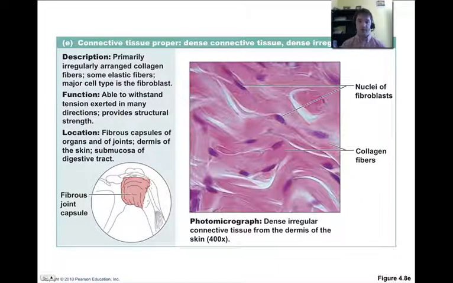Dense irregular tissues don't look as nice and ordered as dense regular connective tissue, so they're irregularly arranged collagen fibers, some elastic fibers, but again the major cell here is the fibroblast. And they're able to withstand tension in many directions, so these provide structural strength. They are found in fibrous capsules of organs and joints, the dermis of the skin, and the submucosa of the digestive tract.